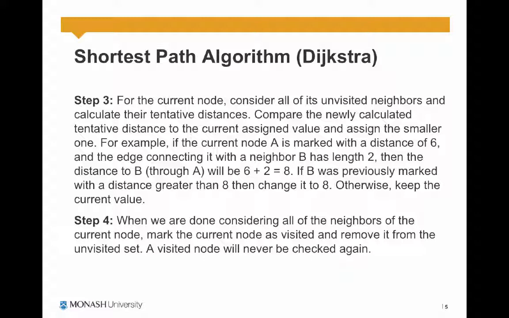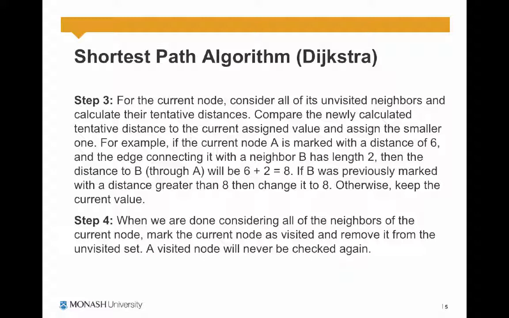We compare the newly calculated distance to the current assigned value or label, and if it is a smaller one, we assign or we update the label. For example, if the current node A is marked with a distance or label of 6, and the edge connecting it with the neighbor B has length of 2, then the distance to B will be 6 plus 2, which is 8. If B was previously marked or labeled with a distance greater than 8, then we change the label to 8, which is smaller. Otherwise, we keep the current value.